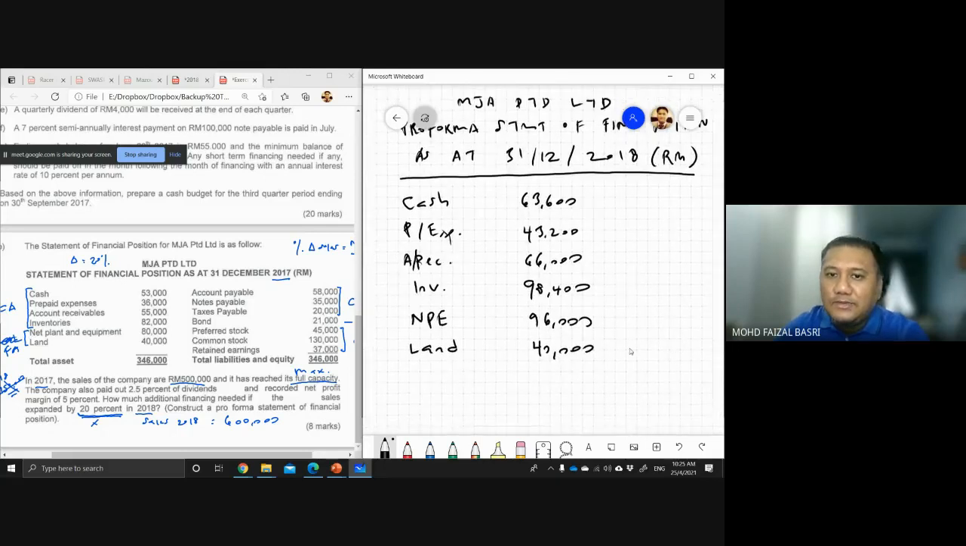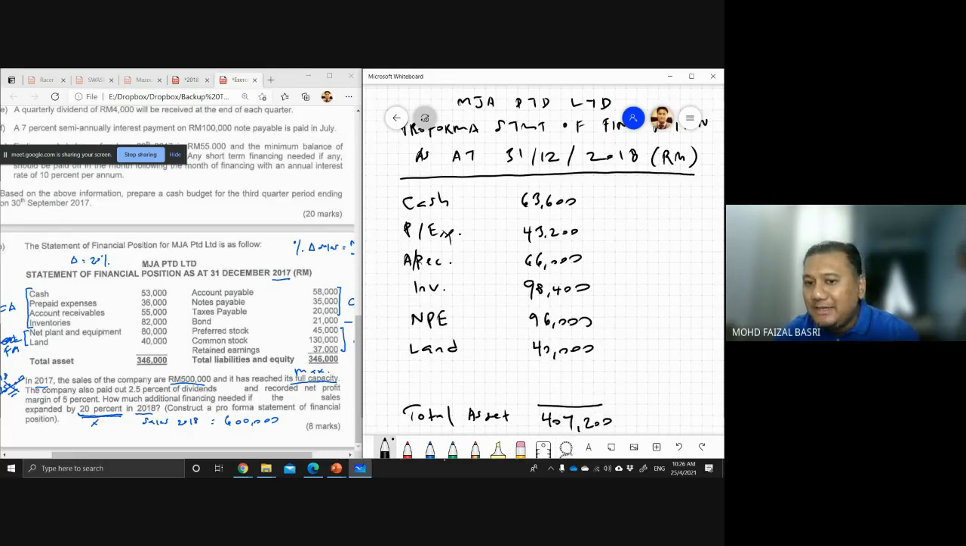Okay. So maybe give a bit of space kat bawah ni. So I will get a total asset kat bawah ni. The total asset will be the sum of all information: 63,600 plus 43,200 plus 66,000 plus 98,400 plus 96,000 and lastly 40,000. So we have a new total assets worth 407,200 ringgit.